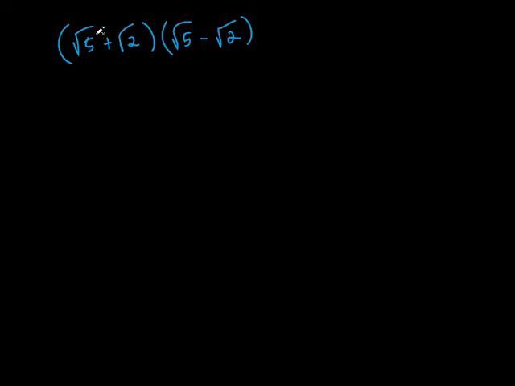Good, you see it already, don't you? They look the same except one's plus and one's minus. So they are different, but they're different just by a sign in the middle. And this is the difference of two squares. So hopefully that helps you out a little bit.